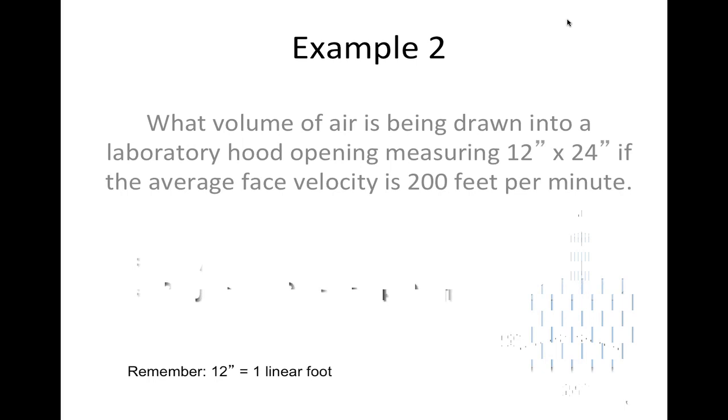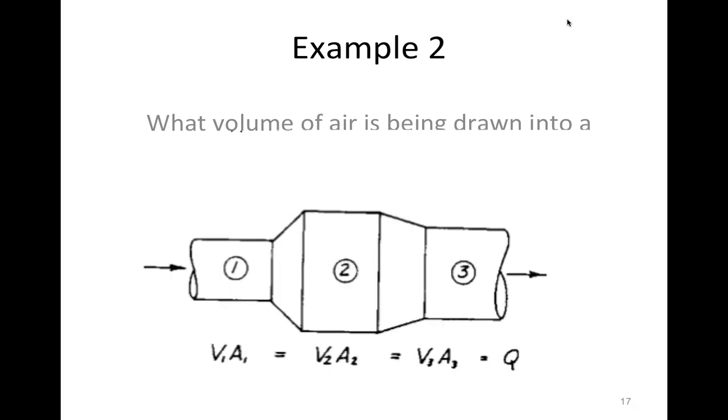Velocity is 200 feet per minute. How many cubic feet per minute are we moving? 200 times 2, 400 cubic feet per minute. Q is equal to the velocity times the cross-sectional area. Just remember that you want to change inches to feet right away, because since we're using feet per minute and the rest of it, we need uniform measurements.